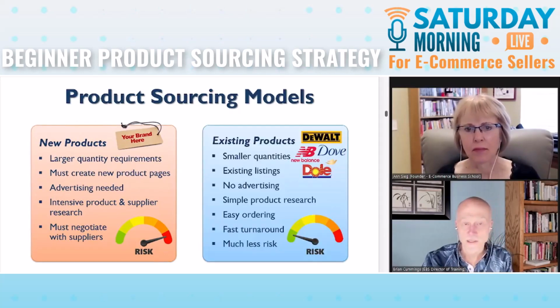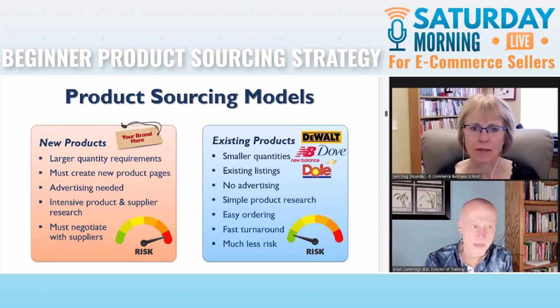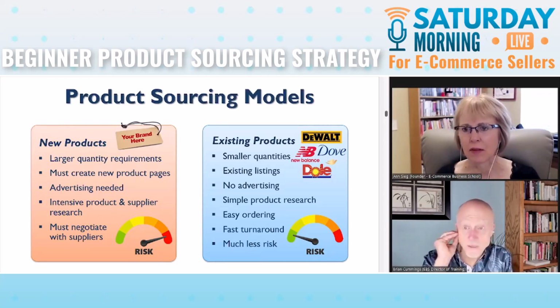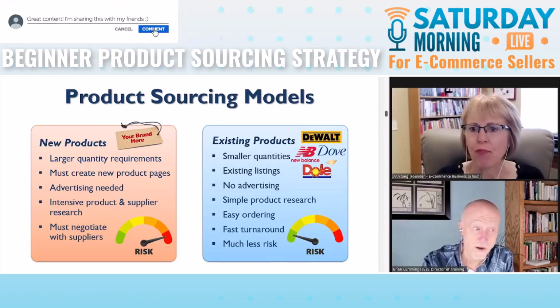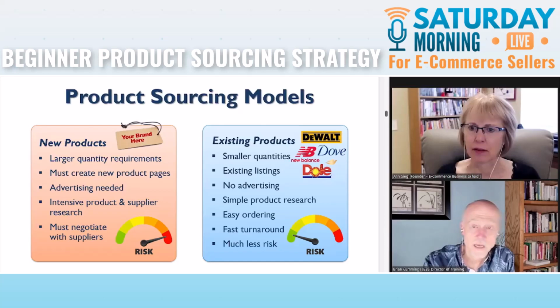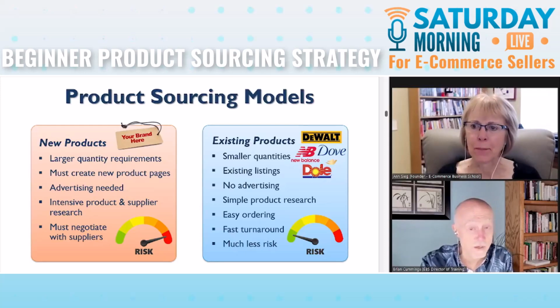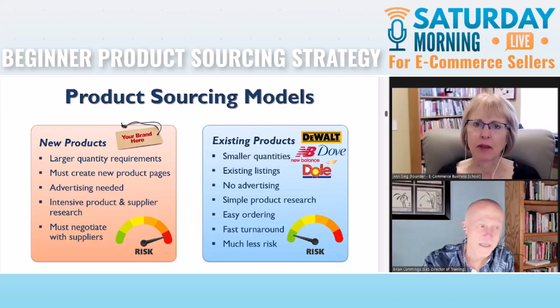Where with existing products, these would be products that are well-known brand names like DeWalt or New Balance or Dove or Dole, or there's thousands and thousands of brand names that you recognize. Those products are being sold on Amazon. You can find a supplier to provide you with that product. It can be a retail store, it can be a wholesale supplier, and you can sell that in much smaller quantities. The listings already exist on Amazon. You don't have to create a new product page. You don't necessarily have to advertise at all. And especially with arbitrage, you shouldn't be advertising that product, at least not to get it to rise up to the top of search. That's the reason we advertise in private label. It's simple product research. You just have to find a supplier for that product. Easy ordering, faster turnaround, and much less risk with this.